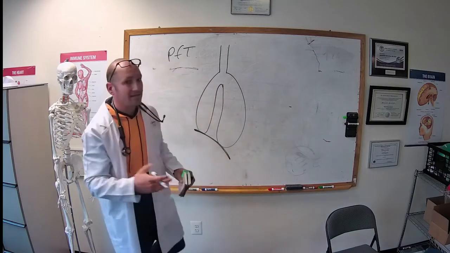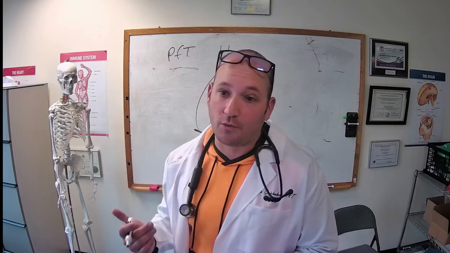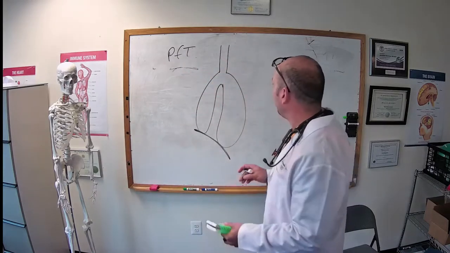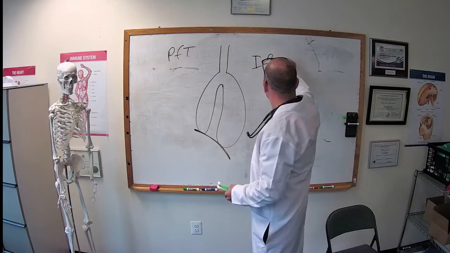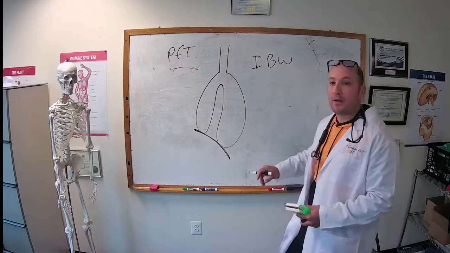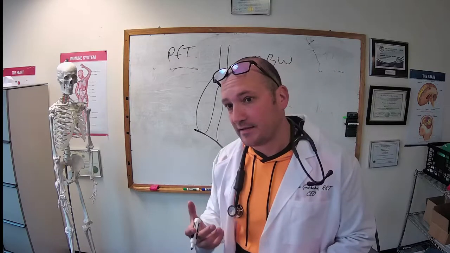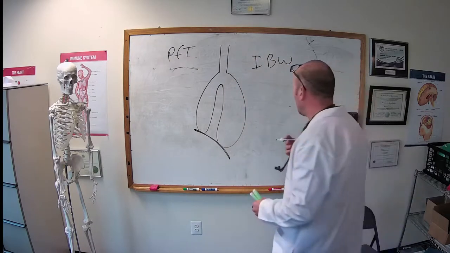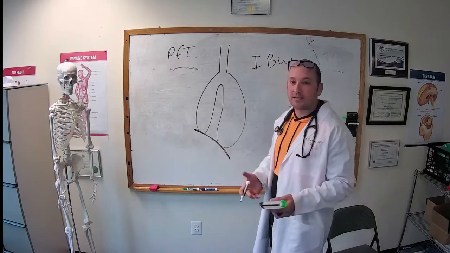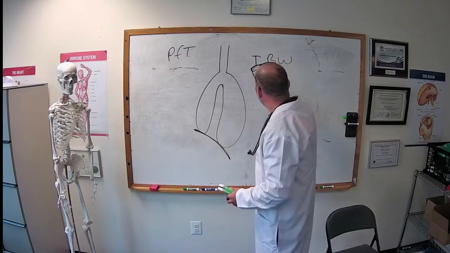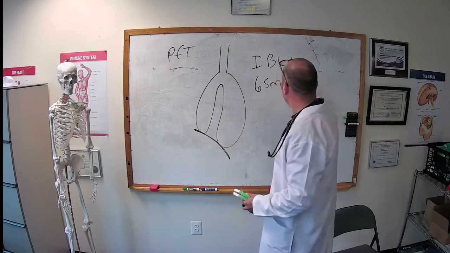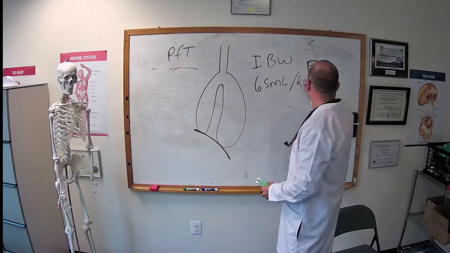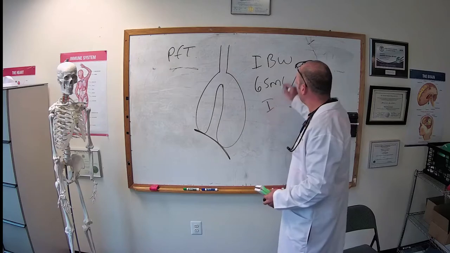So let's look at some of the baseline values that we have to understand. First, we have to understand how tall you are. And then we have to look at your ideal body weight, which is based off of your height. So the calculation, which I always bring up in my classes, is 65 milliliters per kilogram of your ideal body weight.